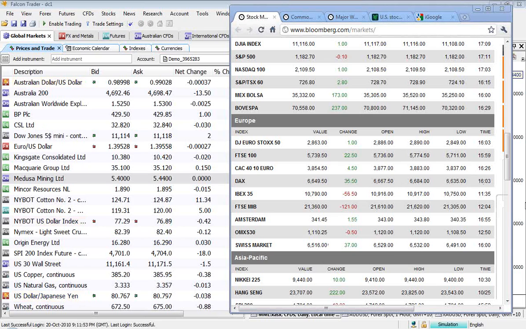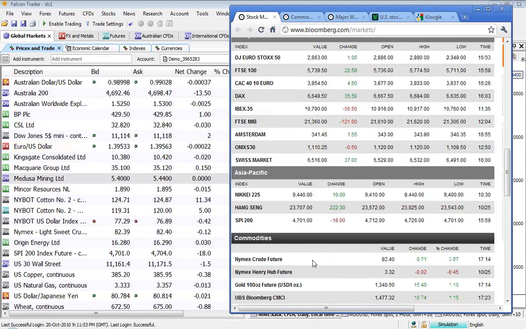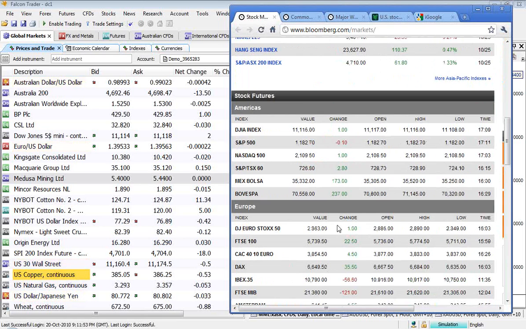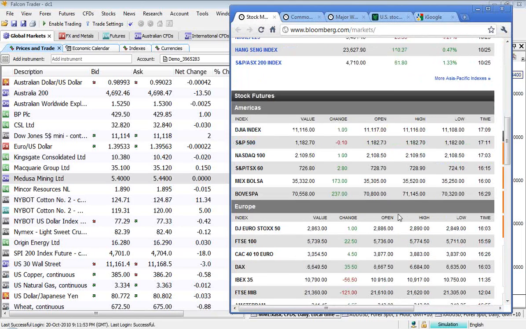Locally, of course, yesterday we had the announcement that the Singapore Stock Exchange was offering up a merger or takeover of the ASX, and that helped push our market sharply higher. And that saw it close up 61.80 points. The Hang Seng was up 110, and the Nikkei down 25.